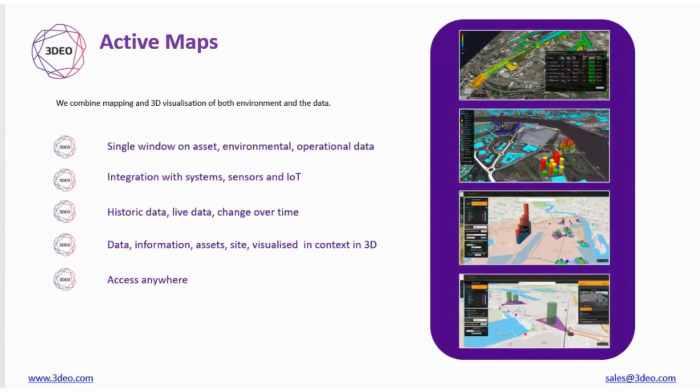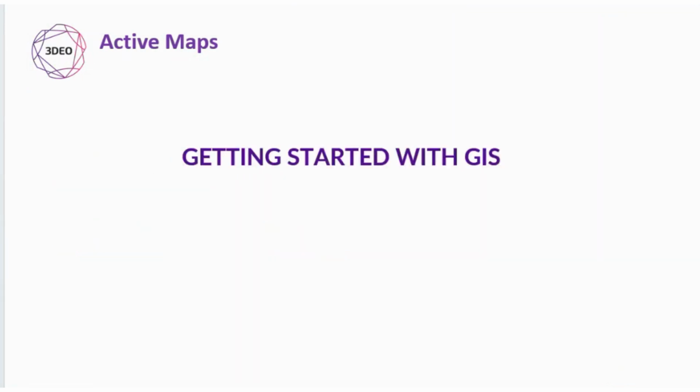So at Active Maps, we combine mapping and 3D visualization of both the environment and the data. We provide a single window on asset, environmental and operational data, integration with systems, sensors and IoT devices. Historic, live data and change over time can be displayed and viewed quite easily in our system. Data, information, assets, site, all visualized in context and in 3D in a browser, so it's accessible everywhere.